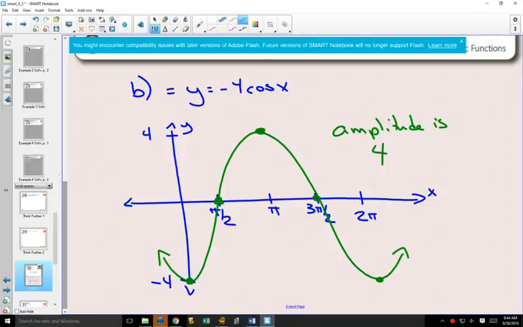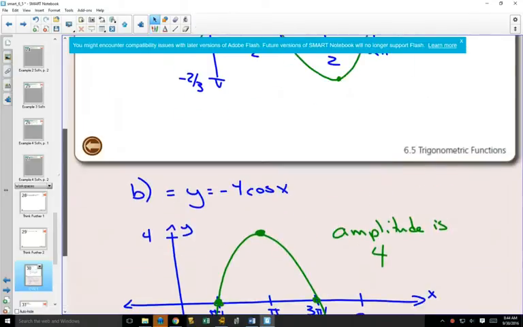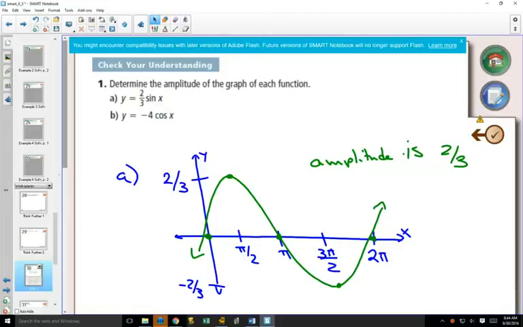So if you got these questions, I mean, we graph them just to get used to and practice our graphing, but if you got these questions as a multiple choice or short answer on a quiz, test, or in the final exam, you could just look at it and say, I know the amplitude is 2/3. I know the amplitude is 4. Whatever that number in front will be your amplitude.